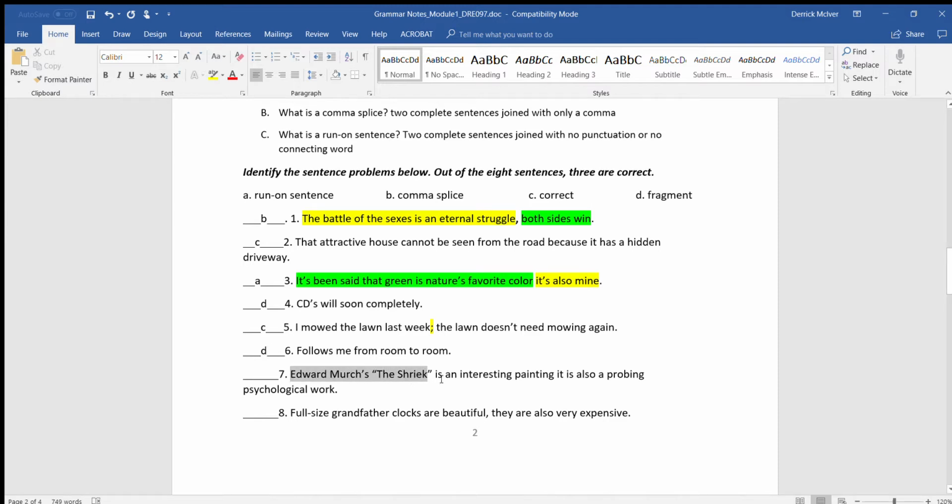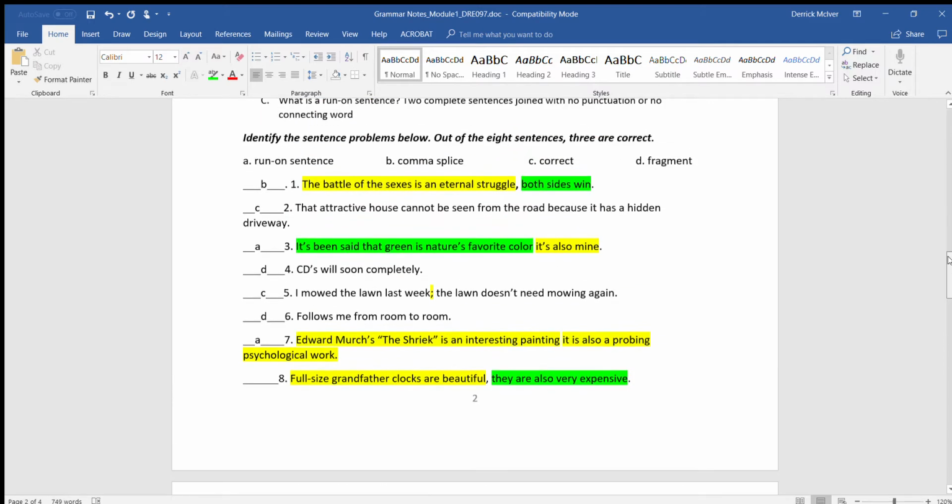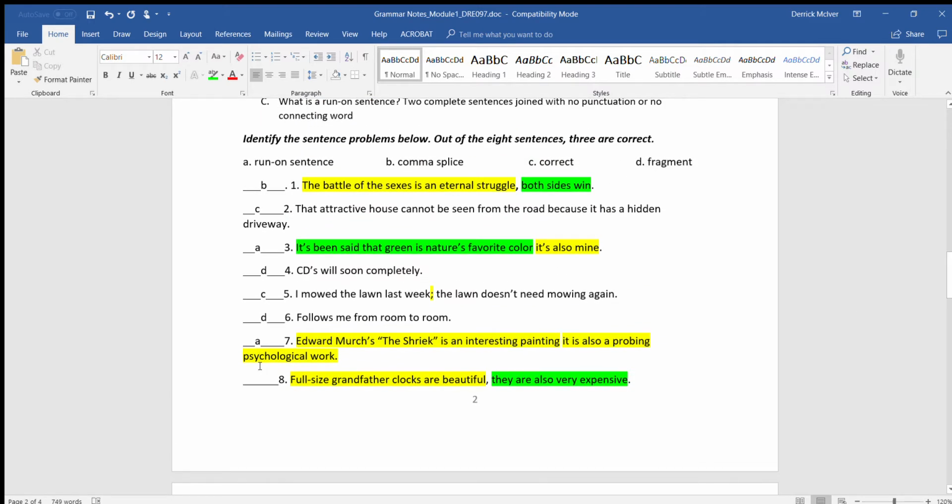Edvard Munch's The Shriek is an interesting painting. It is also a probing psychological work. This would be a run-on. Two complete sentences that have no punctuation or connecting words to join them. Full-size grandfather clocks are beautiful. They are also very expensive. Joined with a comma. A comma is too weak to join together two complete sentences, so this is a comma splice.